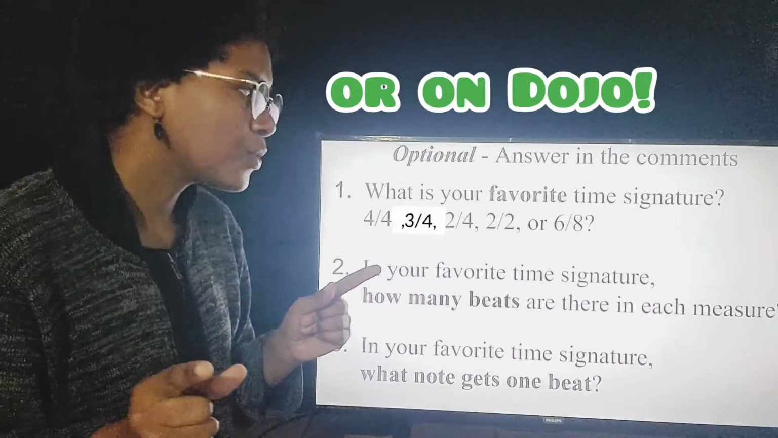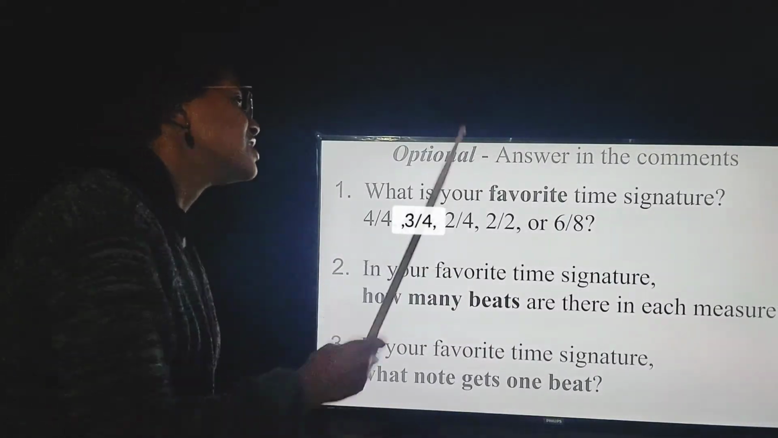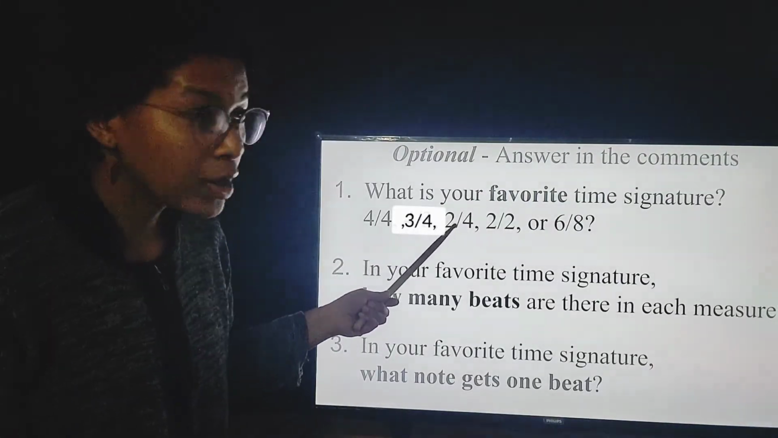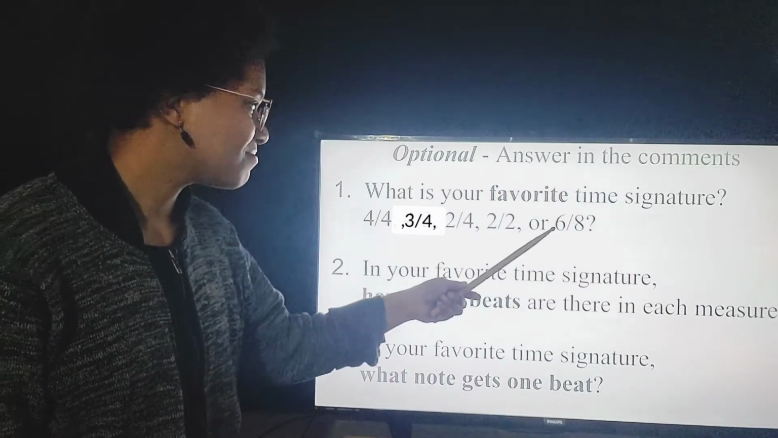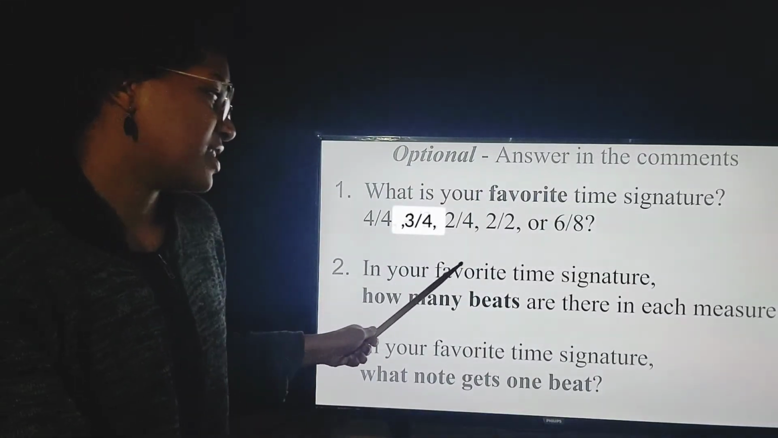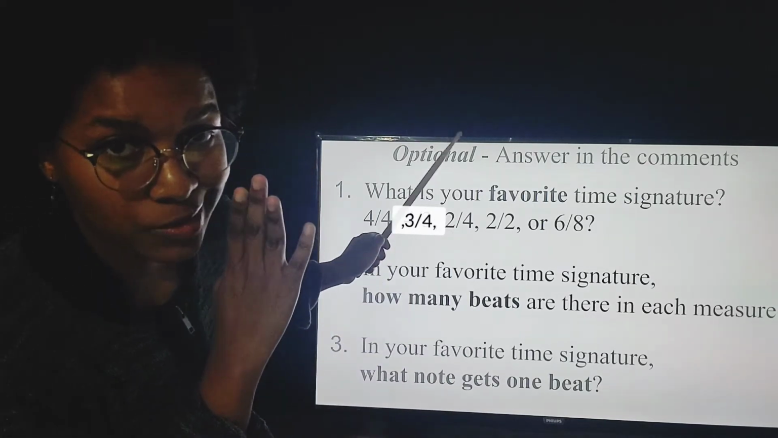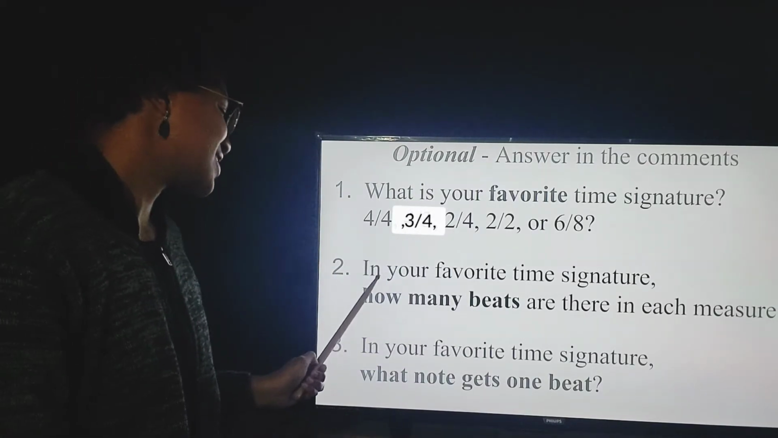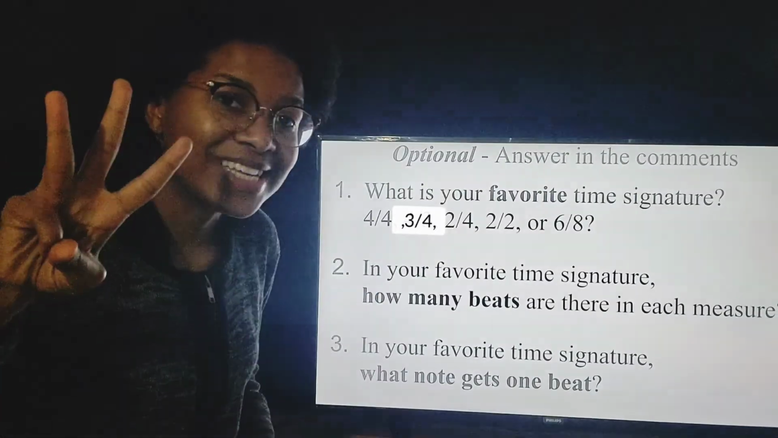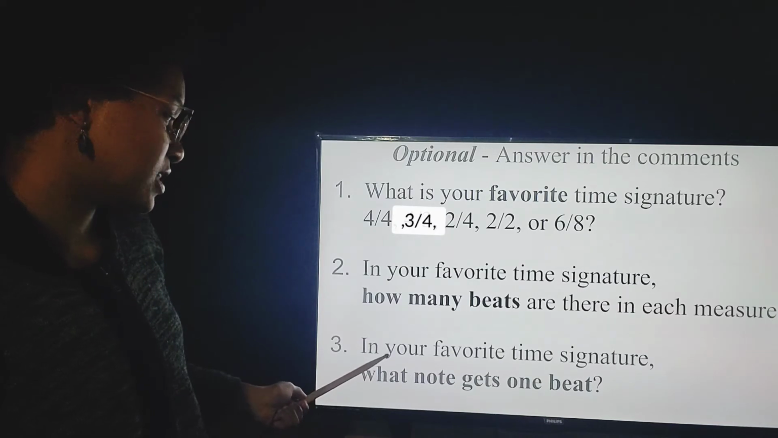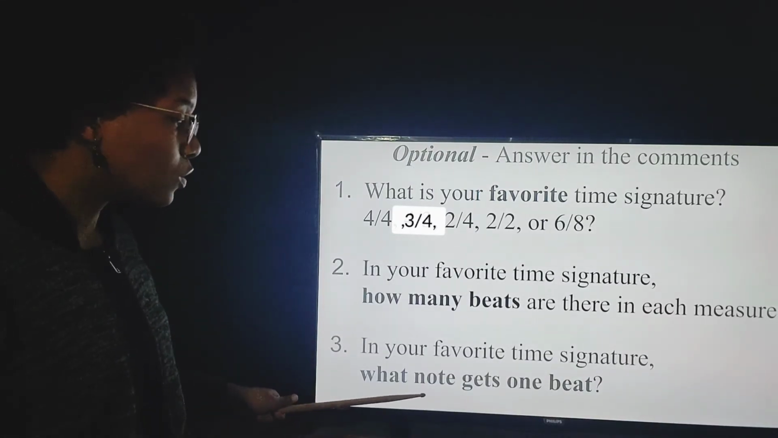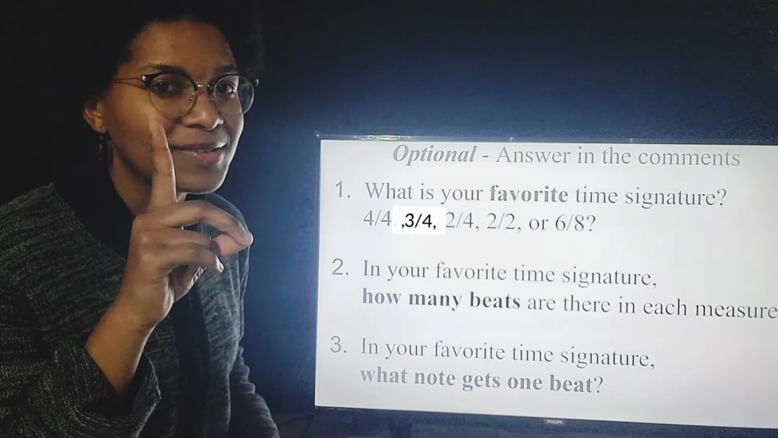So, question number 1 is, what is your favorite time signature? 4/4, 3/4, 2/4, 2/2, or 6/8? Question number 2 is, in your favorite time signature, the one you chose up there, how many beats are there in each measure? Question number 3 says, in your favorite time signature, the one you chose up there, what note gets 1 beat?